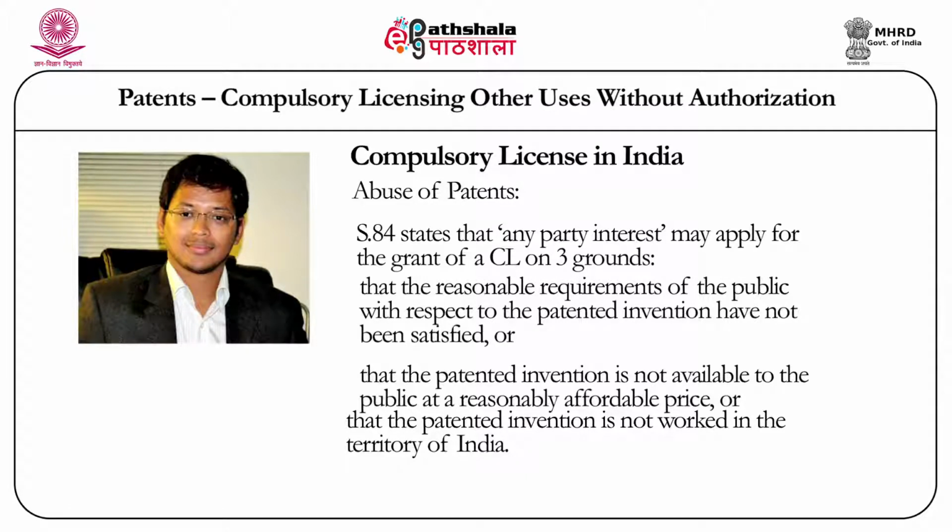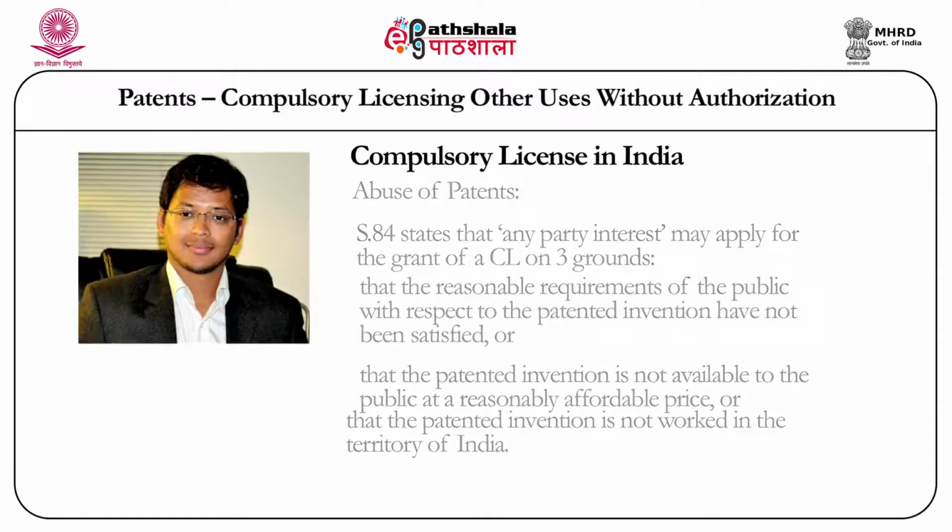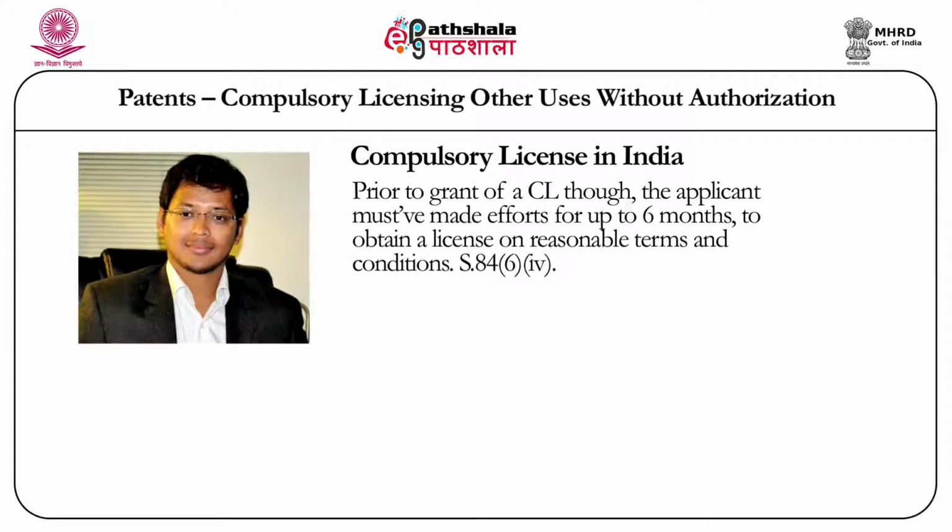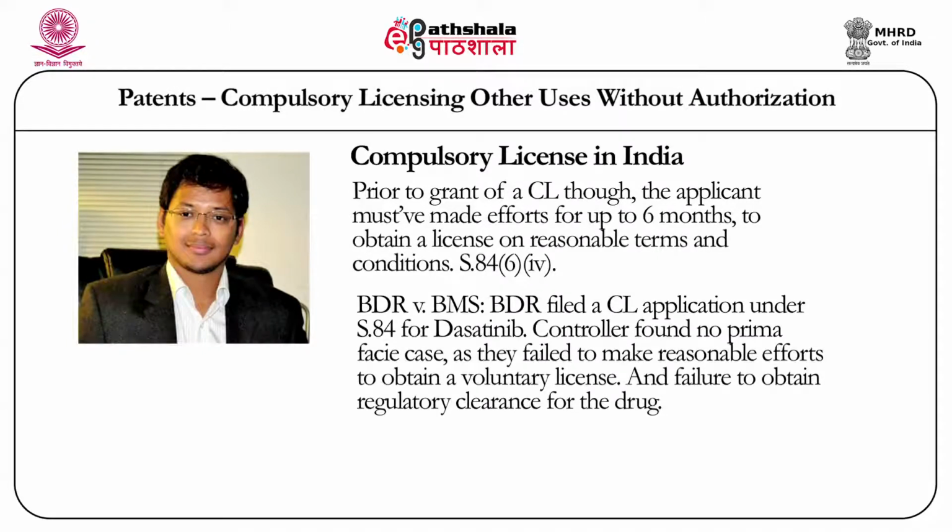Any application for the grant of a compulsory license under Section 84 must contain at least one of the above grounds. It is also relevant to note, however, that these concepts can be overlapping, that is, one may lead to another. Prior to the grant of a compulsory license, though, Section 84(6)(iv) of the Patents Act requires that the applicant has made efforts to obtain a voluntary license from the patentee on reasonable terms and conditions, and that such efforts have not been successful within a reasonable period as the controller may deem fit. This is later clarified that the reasonable period does not ordinarily need to exceed a period of 6 months.